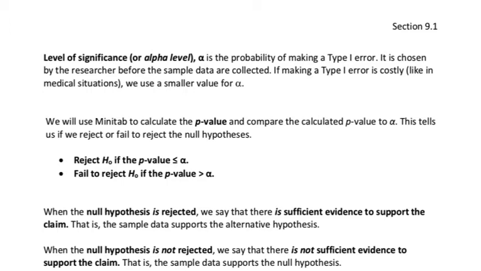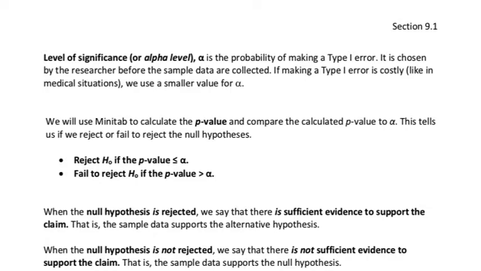In this video for section 9.1, we're going to talk about how to actually conduct the hypothesis test. So first, we're going to determine a level of significance, which is going to be given to us in the problem. But the researcher chooses the level of significance based on the probability of making a type 1 error. If making a type 1 error would be very costly, then they would use a smaller value for alpha.